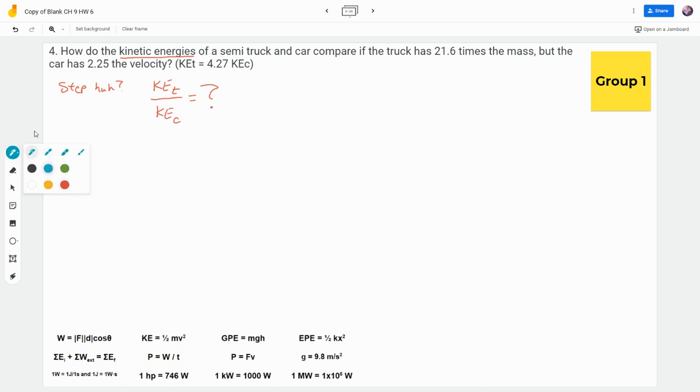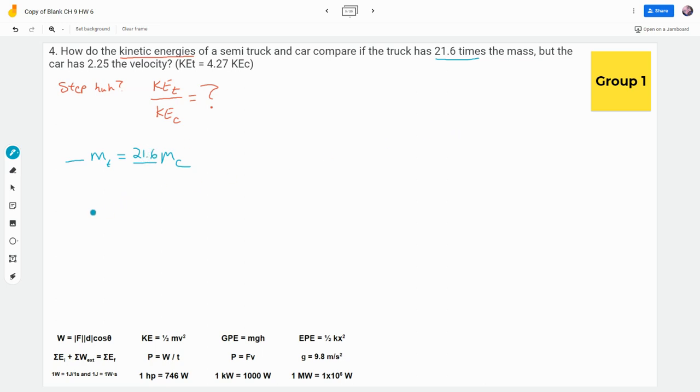The next thing you should do in one of these ratio problems is make a list of the things that you know. There's some relationship between the mass of the truck and the mass of the car. The number is 21.6. So where does the 21.6 go, on the left or the right? The mass of the truck is 21.6 times the mass of the car. Therefore, it goes over here.